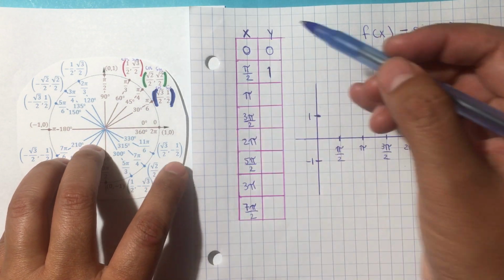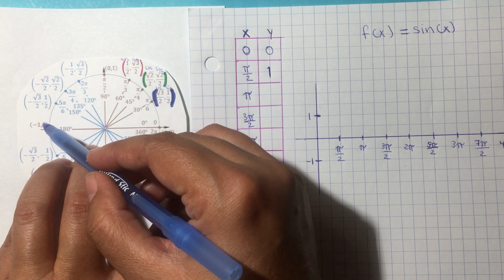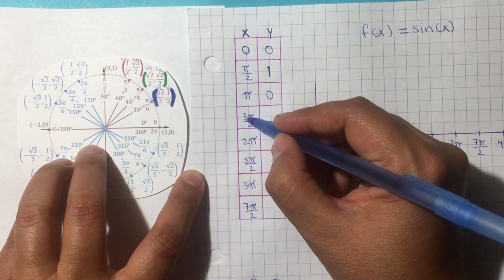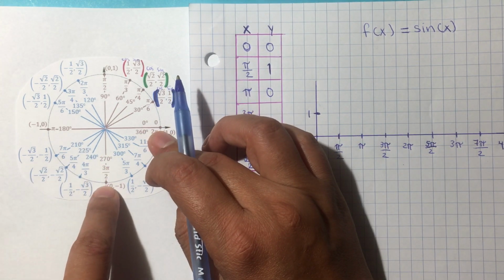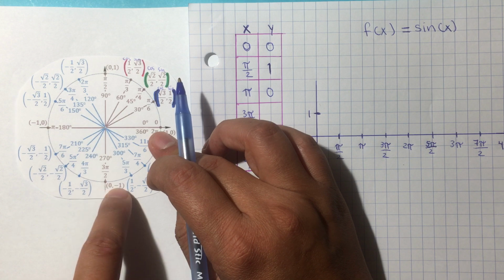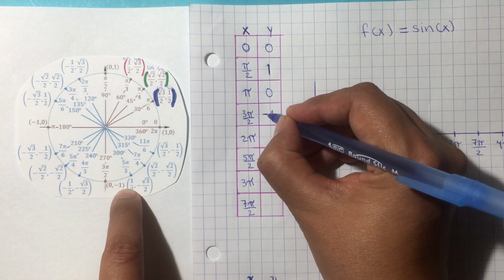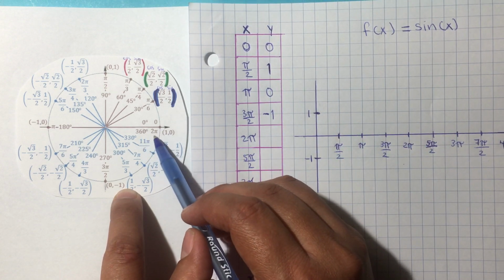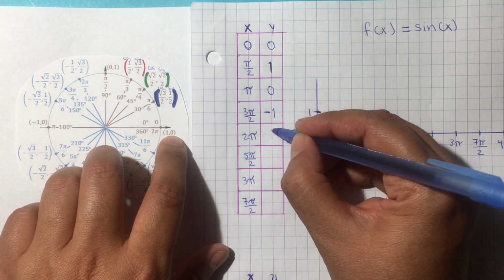So sine of pi, well, pi is right here. The sine is the y value, which is 0. The next one is 3/2 of pi, or 3 pi over 2, which is right here. Again, the first one is cosine, so we're going to go to the sine, which is -1. Then 2 pi radians is right here, which is, again, 0.